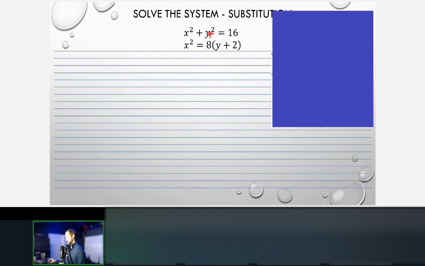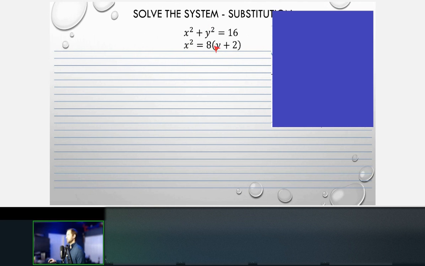The second thing is that we don't have fractions and the coefficients are the same. So in this case, the coefficients are 1. So no fractions, coefficients are the same, 100% circle.